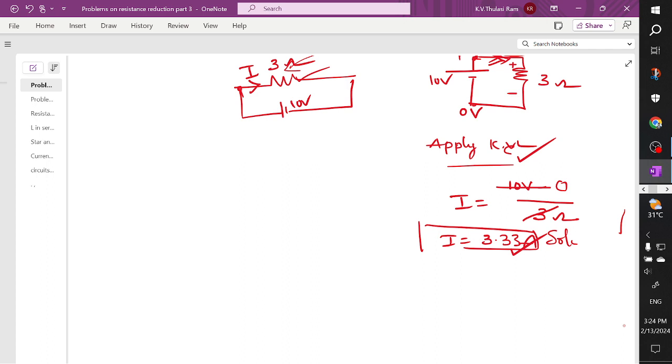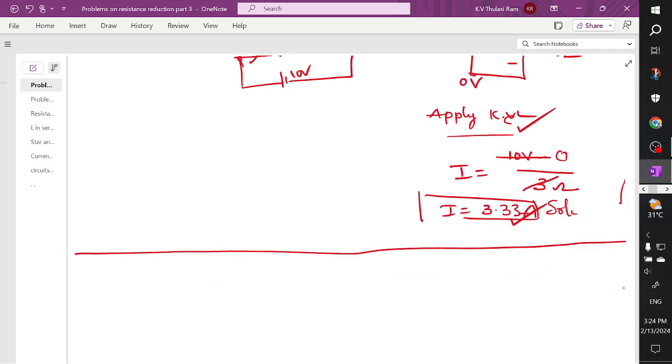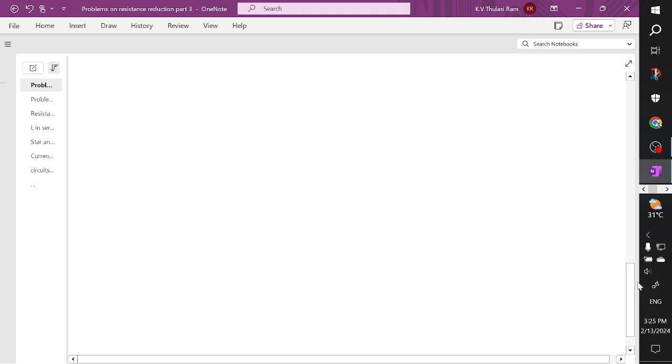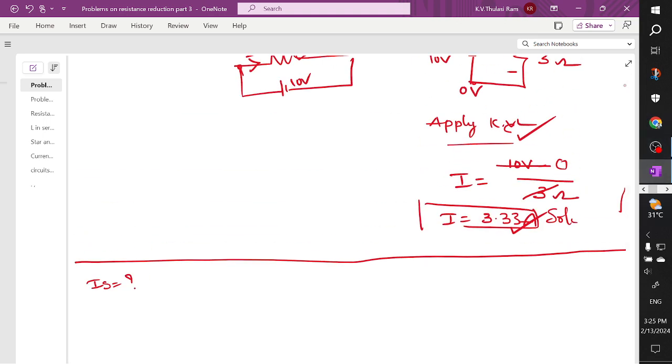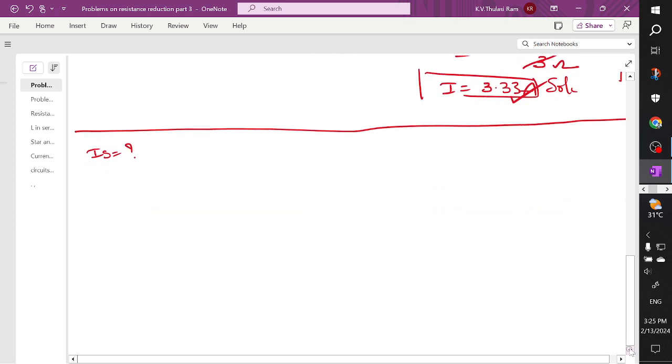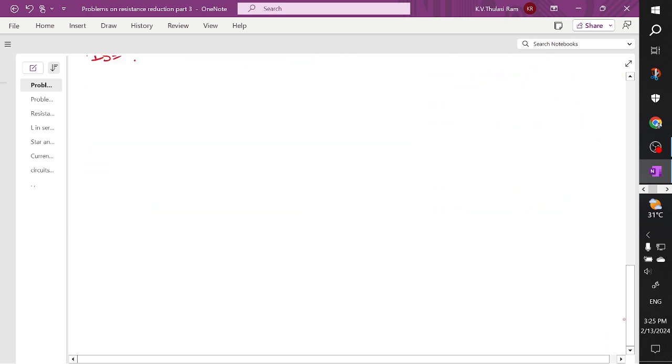Let us try to solve one problem by using the same method, the resistance reduction method. Find the source current I of the network shown below. So the problem given is on a bridge network. So I am redrawing the circuit. So the network given is like this.